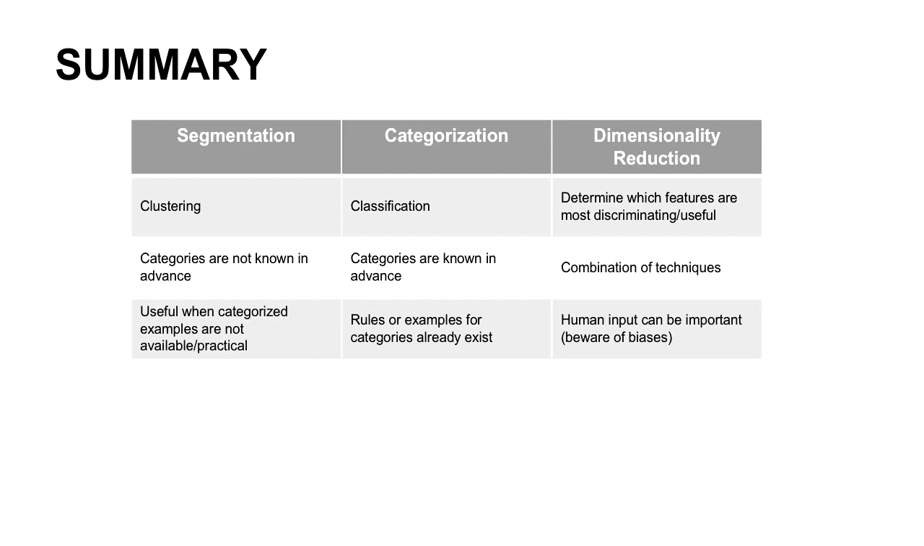Lastly, dimensionality reduction. We want to take out the features that are not as helpful and keep those that are most discriminating and useful. And there's a number of techniques that can be used. Biggest word of caution here, beware of your biases. Beware of what we think is important. It's often not the case in reality.